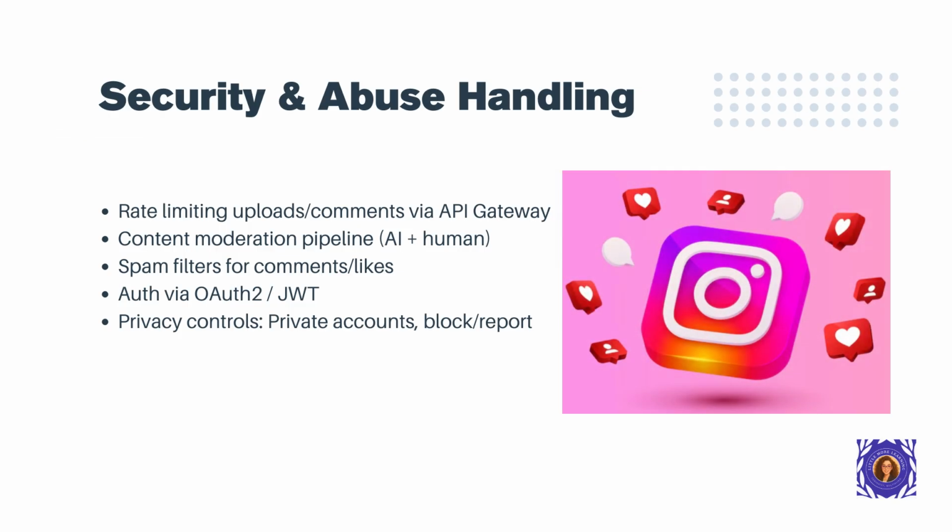At Instagram's scale, security and abuse prevention aren't optional features, they're core requirements. We implement rate limiting at the API gateway level to prevent spam uploads and comments. Our content moderation pipeline combines AI for initial screening with human reviewers for nuanced decisions. We have sophisticated spam filters for comments and likes, often using machine learning to detect patterns that simple rules would miss. Authentication uses industry standards like OAuth 2 and JWT tokens.